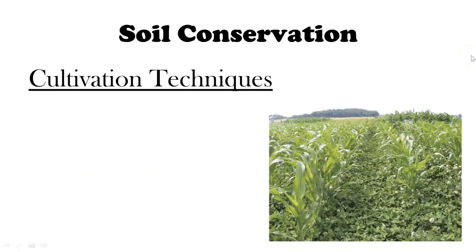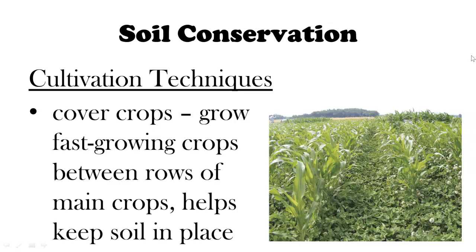Lastly, we're going to take a look at some cultivation techniques that can be utilized by farmers to increase sustainability. Cultivation is a process by which a farmer will prepare the land for the growing of the crops. So a farmer can utilize a cultivation technique called cover cropping. Growing cover crops, which are fast-growing crops which cover the soil between the rows of main crops, can help keep the soil particles in place. You can see in this picture the main crop is growing between rows of taller crops. I believe these are corn plants.